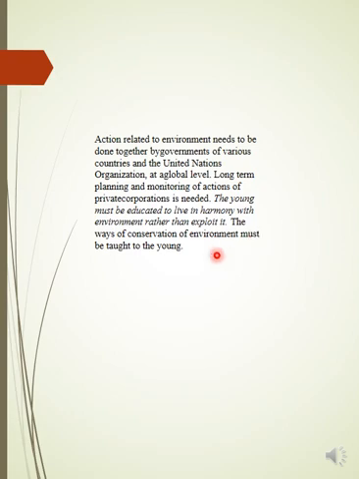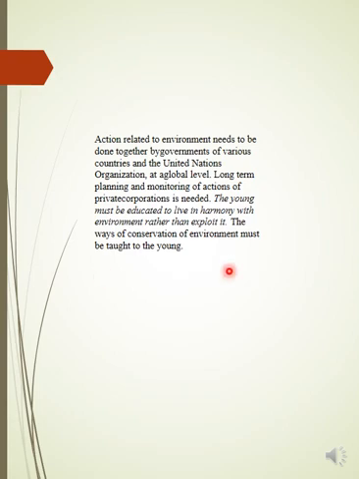Now, as students, you have to be aware of solutions too. You have to give a solution according to your wisdom. Here, action related to government needs to be done together by governments of various countries and the United Nations organization at a global level. Long-term planning and monitoring of actions of private corporations is needed. Here I have given the contribution of governments and non-government organizations in protecting the environment.